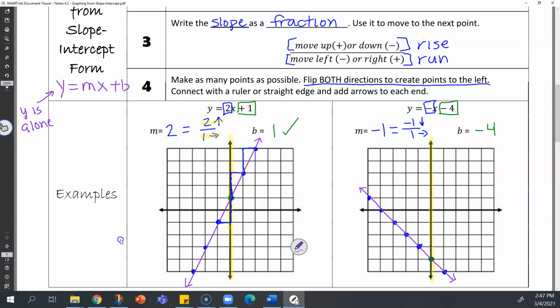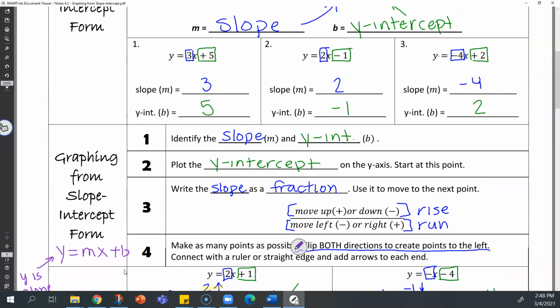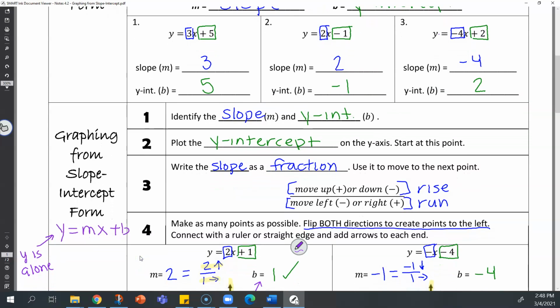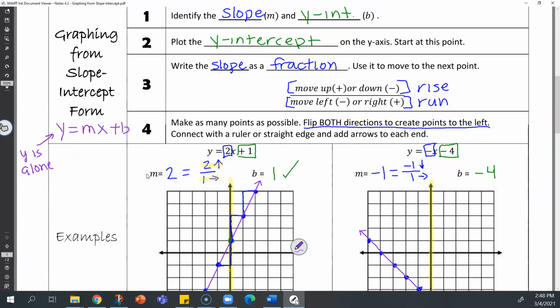So what I'm going to have you do now is practice identifying the slope and the y-intercept from an equation. Once we do that, we'll be able to do the guided practice and work on actually using those values to put our line on the graph.